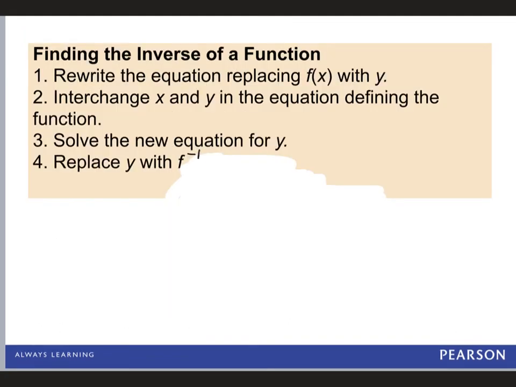So how are we going to find an inverse for a function? There are 4 easy steps. The first step is we take the original equation and rewrite it without function notation, so that just means changing f of x to y. And then we switch the x and the y, we interchange them. Once we do that, we solve for y. And the final step is we go back to function notation. But since it's the inverse, instead of f of x, it's going to be f inverse of x.